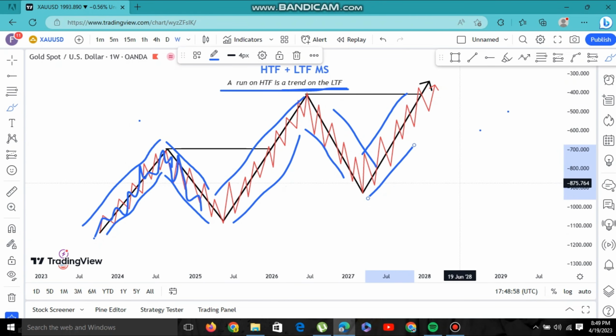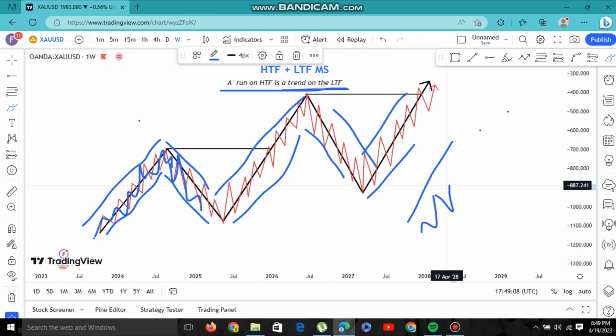In which way? Because if you can see clearly here, whenever we have a run on H4, it will be a trend on M15 that's following the same direction. As you can see, it will be M15 following the same direction.